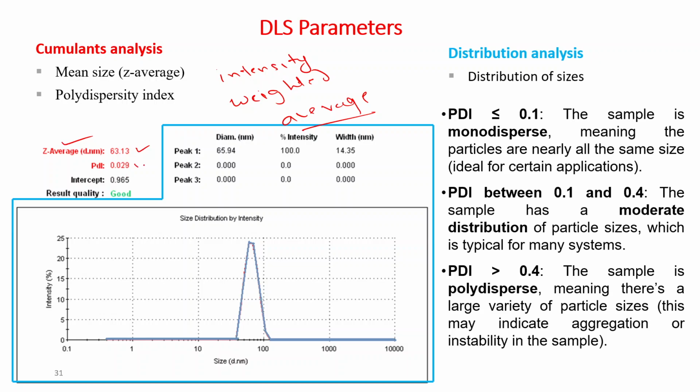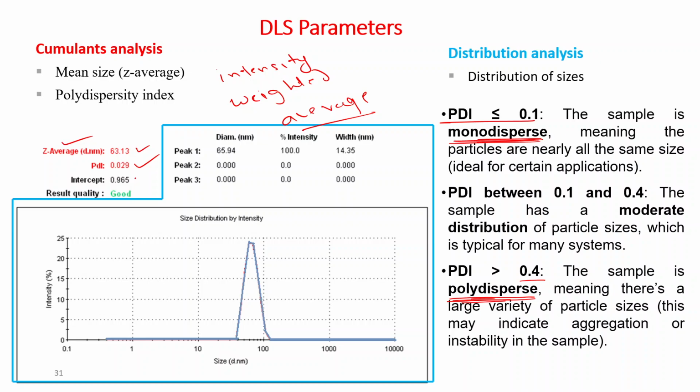Then comes the polydispersity index, which indicates the uniformity of the particles in the solution, the uniformity in the sizes of the particles. If PDI is greater than 0.4, this indicates the sample is polydispersed, meaning a wide range of particle sizes is present in the sample. If PDI is less than 0.1, then it is called monodispersed, that is, the size distribution of the particles is narrow.